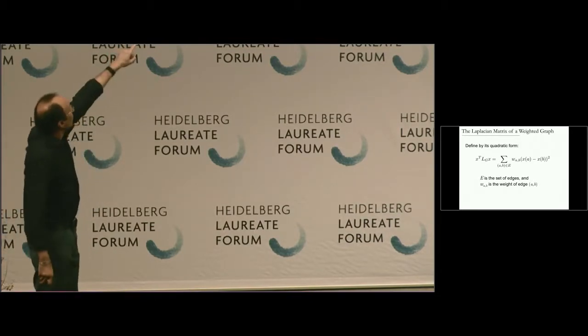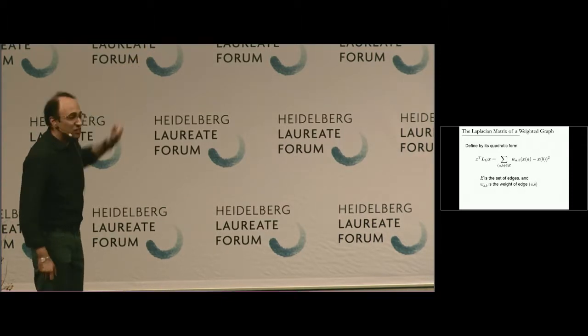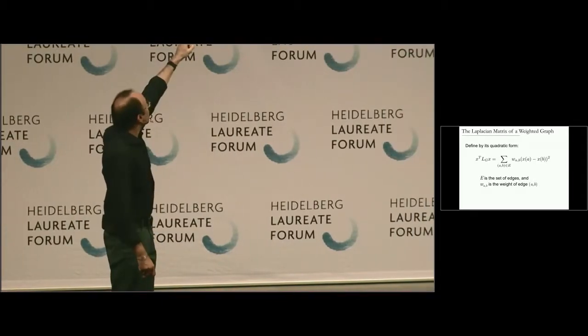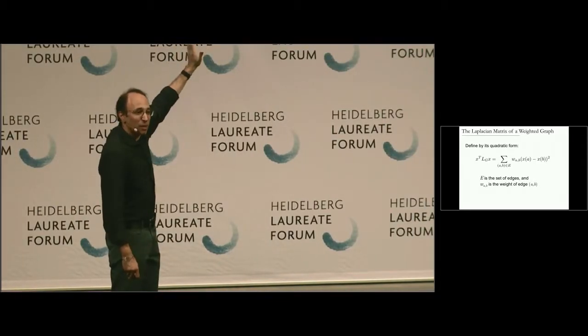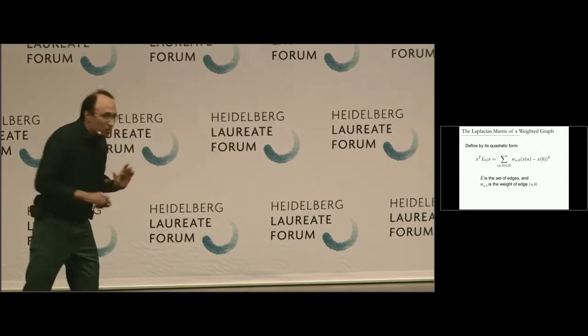So as you sum up over all edges, take a look at x of a minus x of b, where a and b are the vertices at the endpoints of the edge, square that, and if it's a weighted graph, multiply by the weight. Our weights, by the way, I have to make positive. Can't deal with negative weights. That's the Laplacian quadratic form.